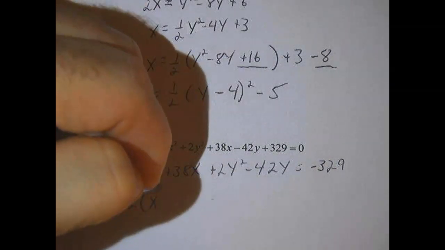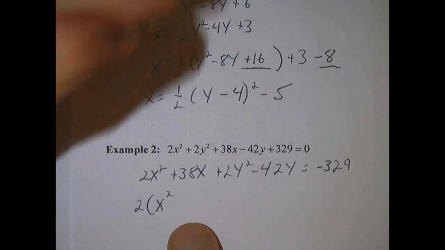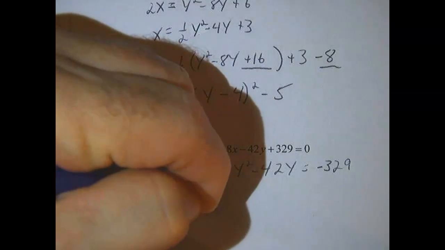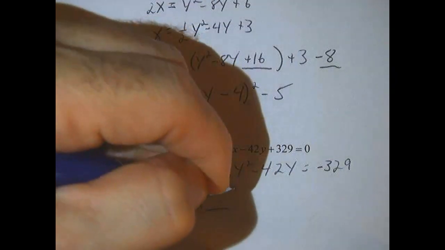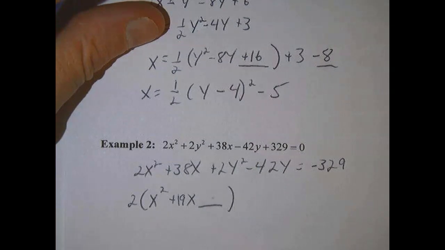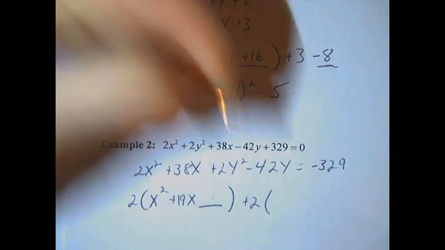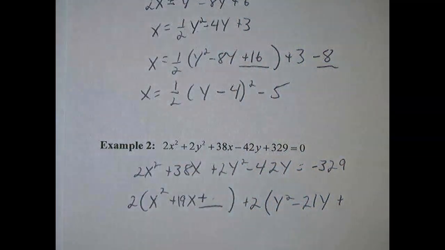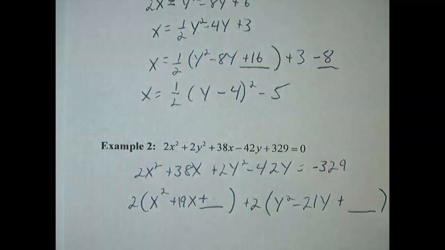So I have an x, well, the x squared is easy. Now 2 times what equals 38, and that's 19x. I'm going to leave space to complete the square, close the parentheses, and do the same thing with the y's. Take out the 2, so plus 2 times y squared minus 21y. Leave room to complete the square. By the way, completing the square will always be added, so you may as well put that plus sign there. All right, equals negative 329.